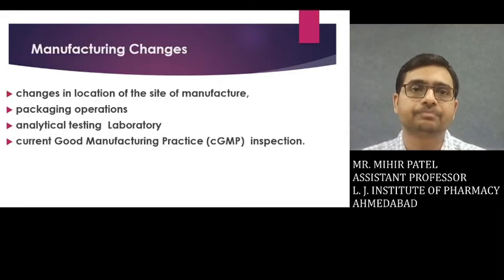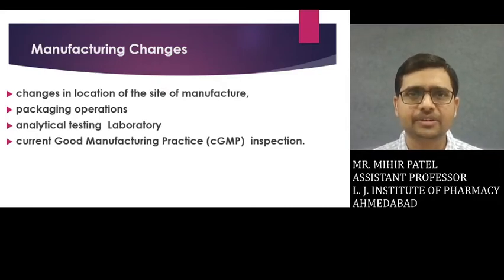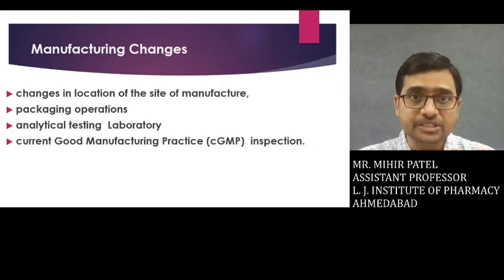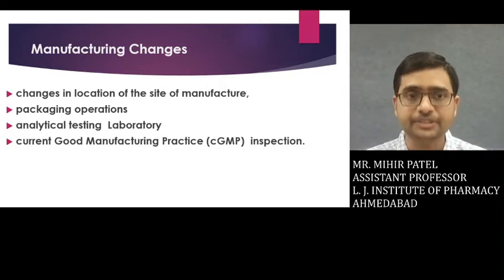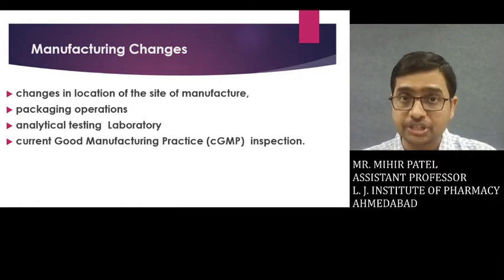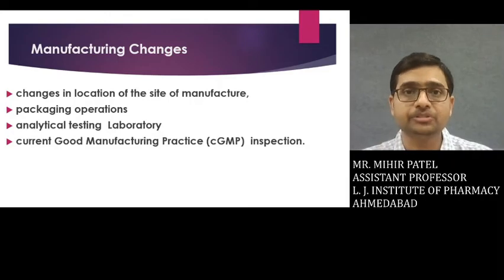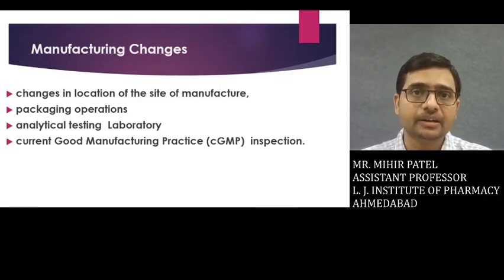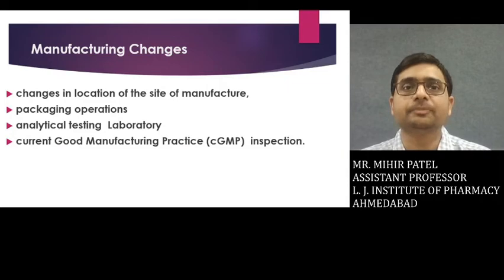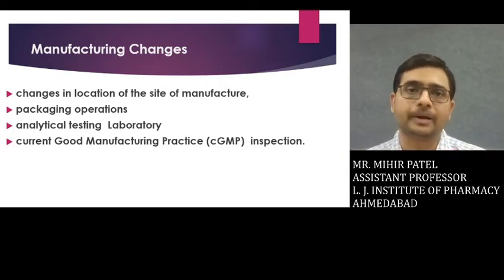So if we talk about manufacturing changes, we can say that these include changes in the location of the site of manufacturing, packaging operations changes, or analytical testing laboratory location changes. These all should comply with CGMP guidelines, the current good manufacturing practices, with respect to the scale up relations in the pilot plant.